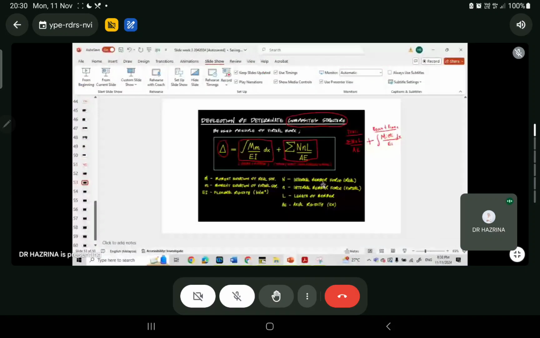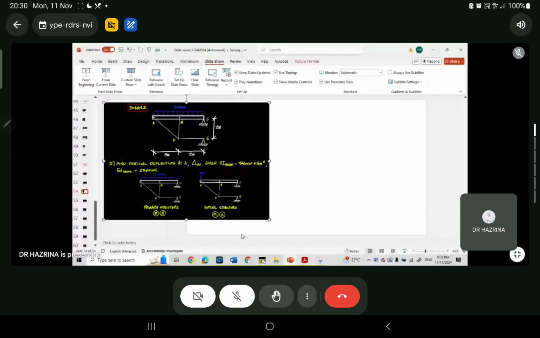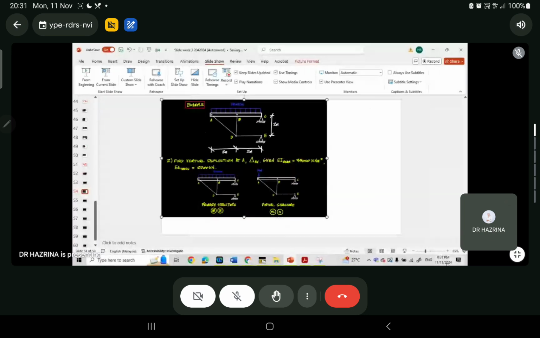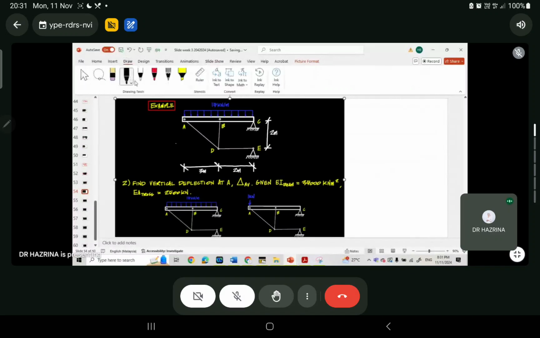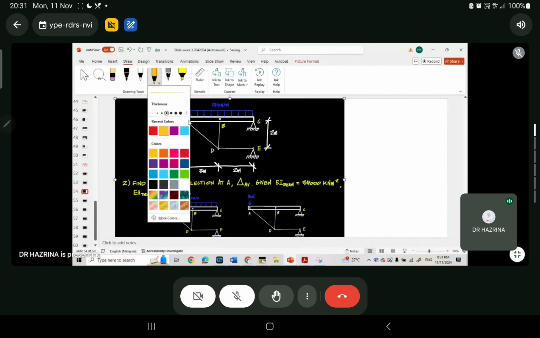So for this one, okay, kita baca example dulu. Alright. So untuk yang ini, what we have adalah kita ada structure. Okay. So structure ni kita ada tengok betul-betul.